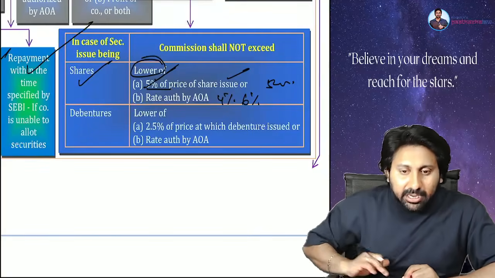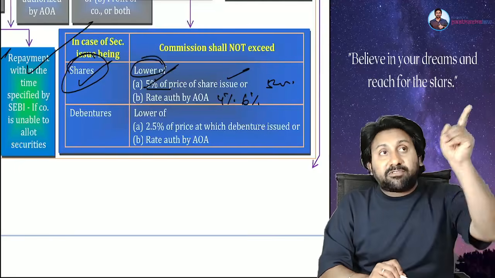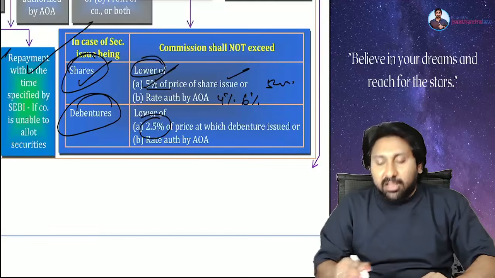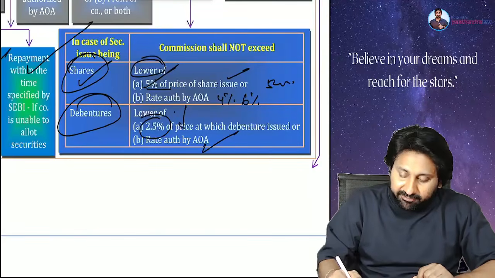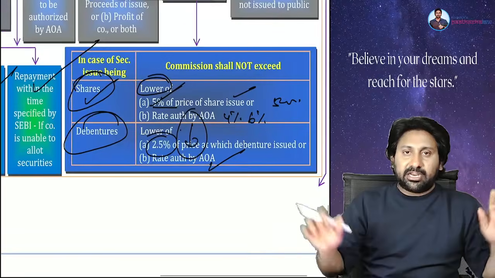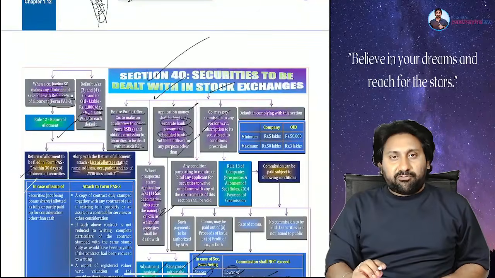In case of shares, underwriting commission can be 5% of the value of issue. Okay, in case of debentures, 2.5% or the rate authorized by the AOA, whichever is lower. Everyone understood the concept clearly? That's it. These are all the main concepts we need to deal with in section number 40.